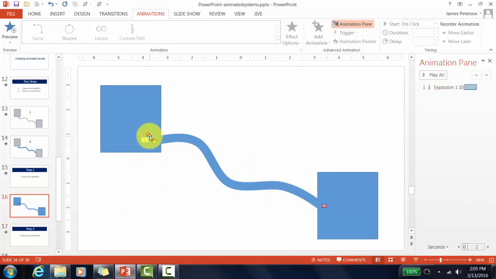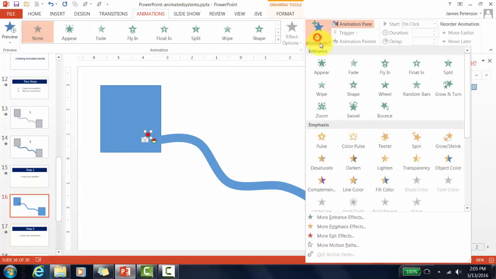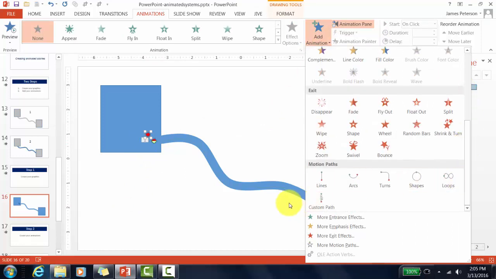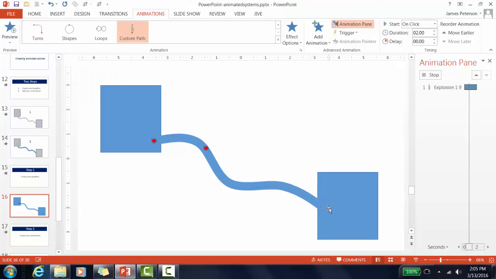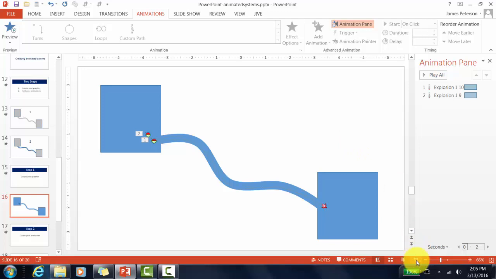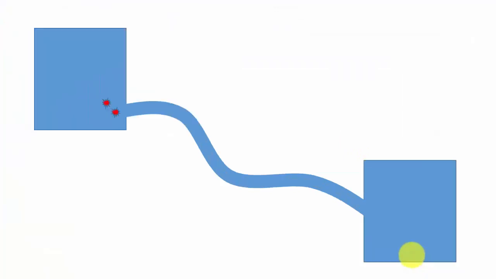So I'm going to do the exact same thing to the other object. So Add Animation, scroll down to the bottom, Custom Path, and now I'm going to draw a line where I want this object to go, and I double click at the end. Okay, now if we look at that in slideshow mode, you can see I click once and then I click twice.